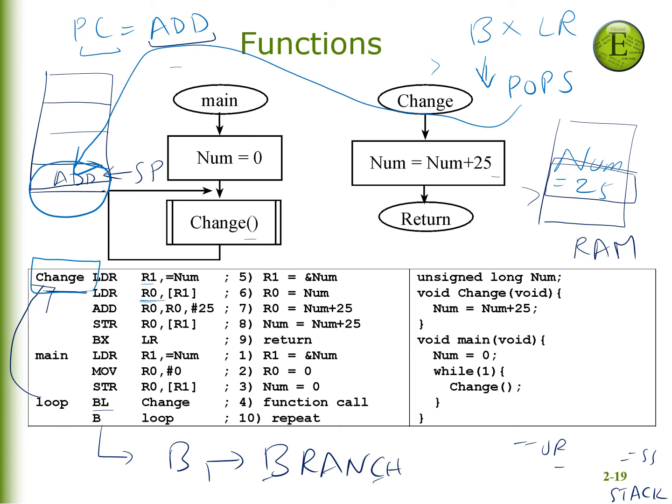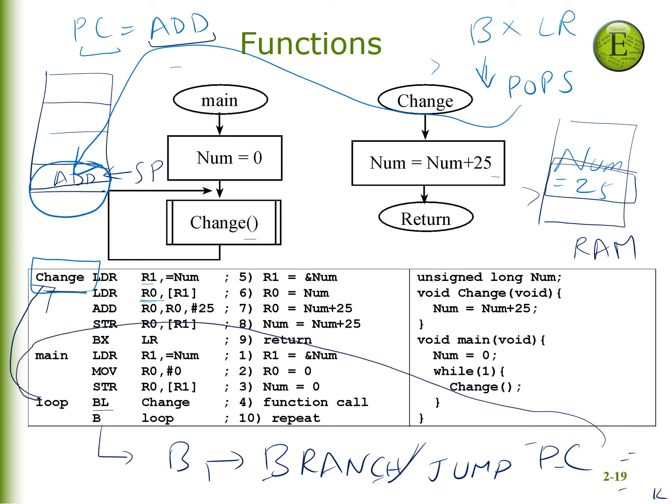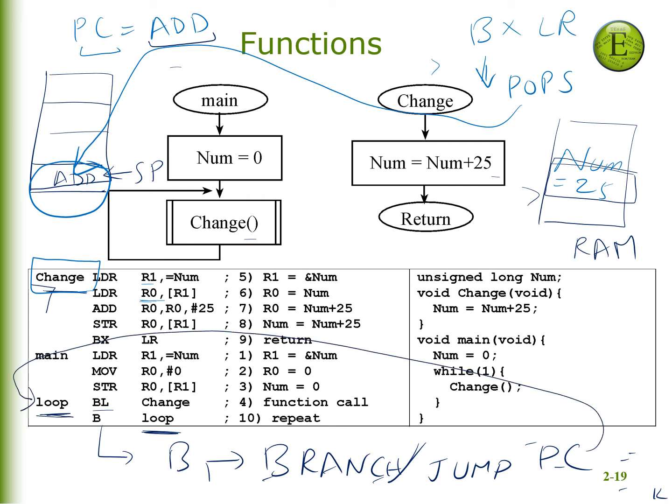Okay, branch where? So branch is like jump. You can say that you are instructing the program counter. So jump PC where? Where do you want your program counter to jump? You want to jump it to the instruction whose label is loop. This guy over here, instruction whose label is loop. So PC is now coming over here. It is now pointing to the loop.